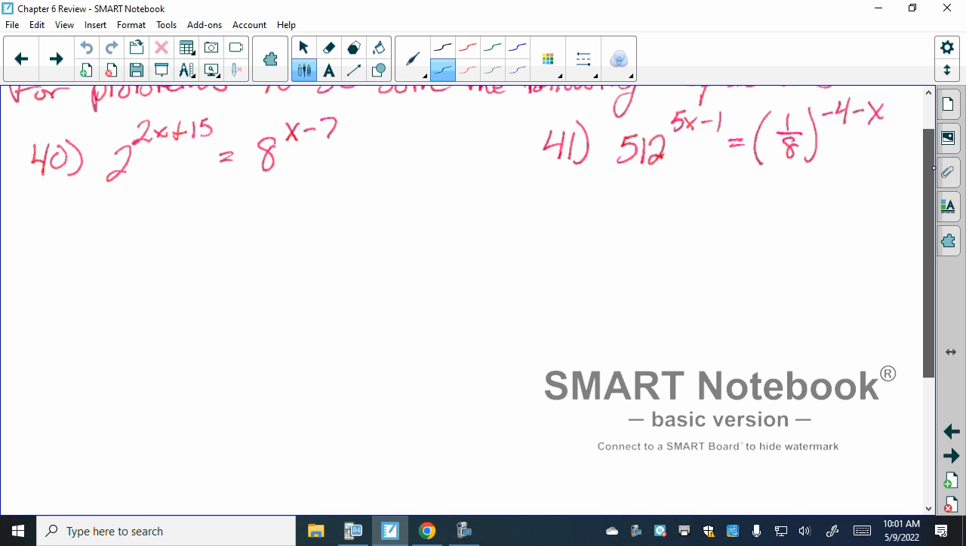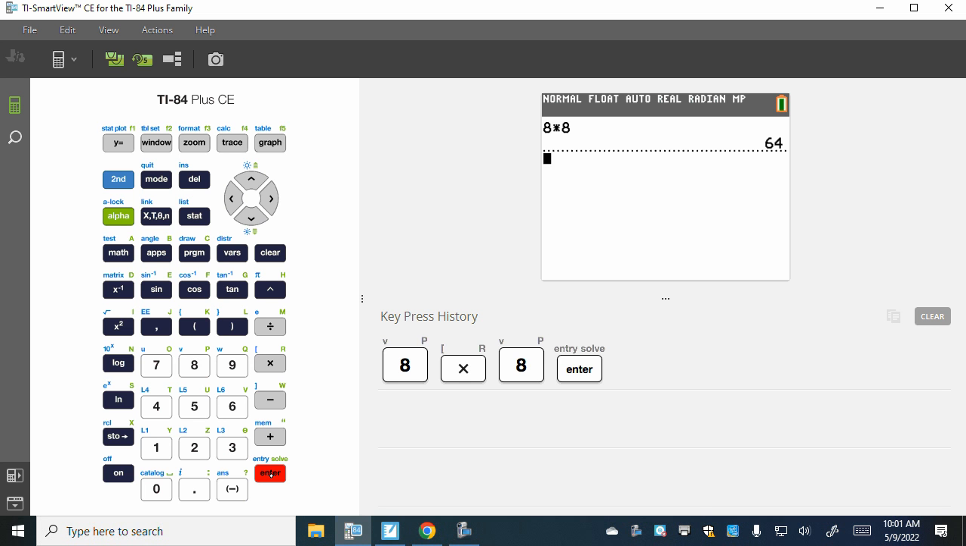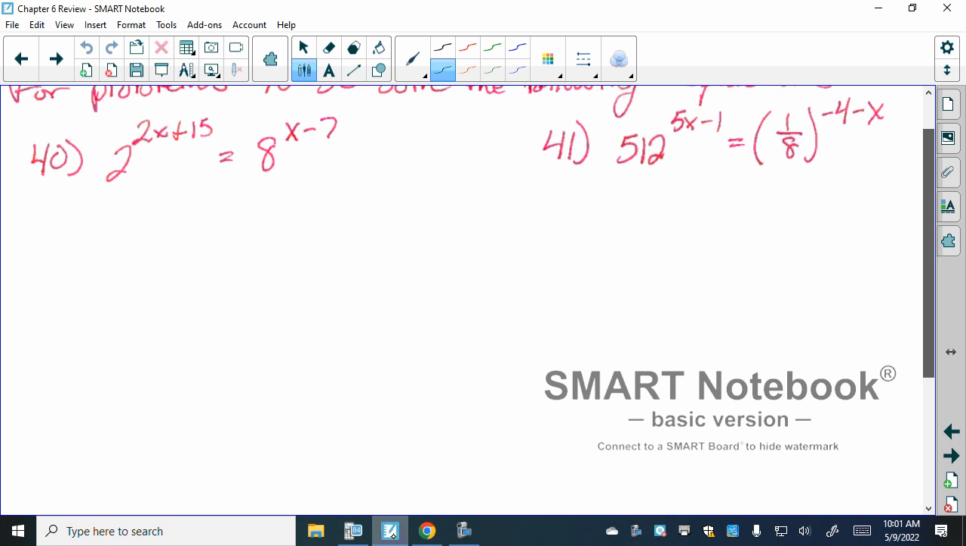Now, there's two different numbers we can make 512 and 1/8 be the same as. But it would be nice if I can make both of them into a base of 8. Can we multiply 8 by itself a number of times to get 512? So 8 times 8 is 64. Times 8 is 512. So what I can say is that the left-hand side is 8 to the third to the 5x minus 1.